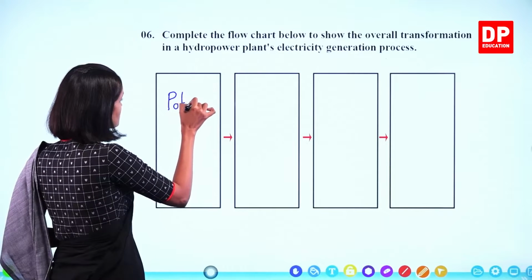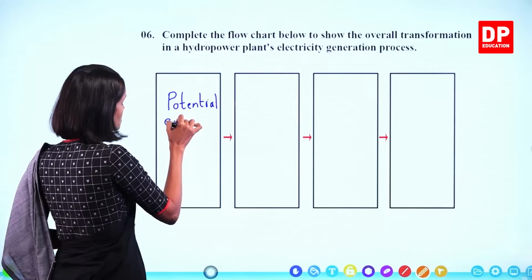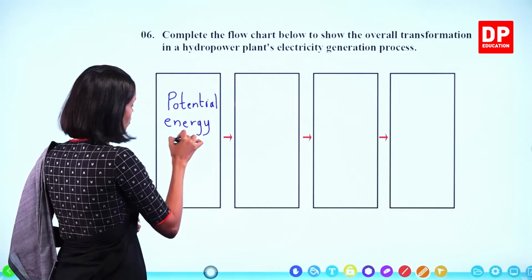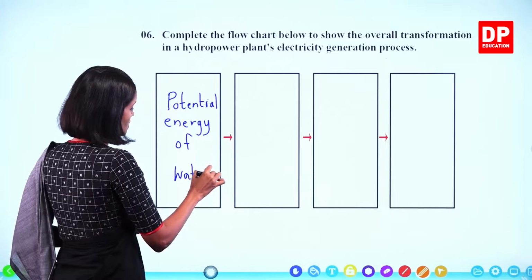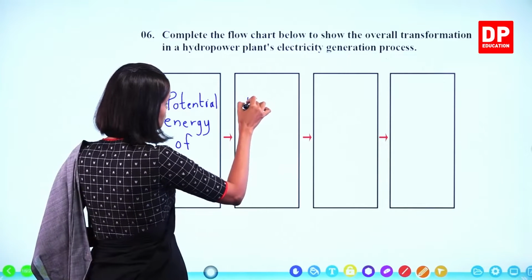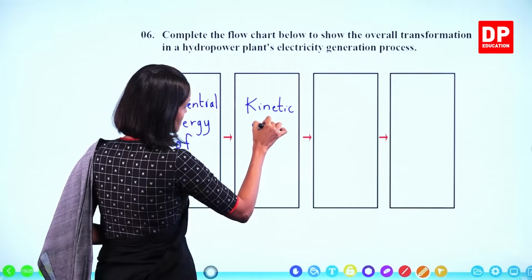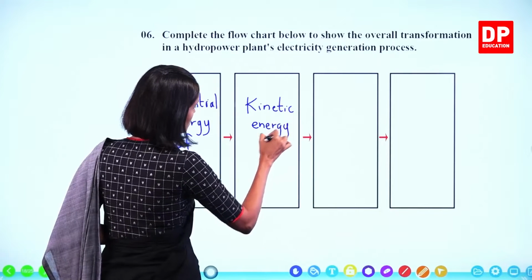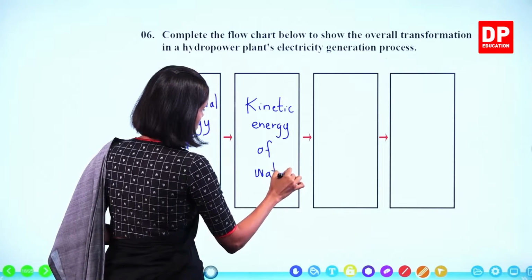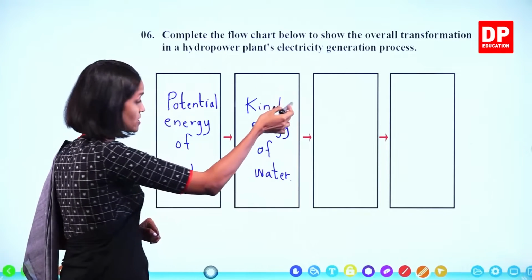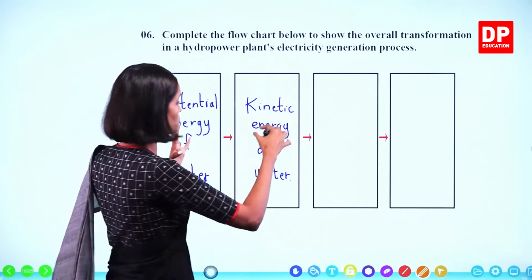Potential energy of water converted to flowing water, kinetic energy. Kinetic energy of water. So we can put the kinetic energy of the turbine and the dynamo together here because only 4 steps are given.